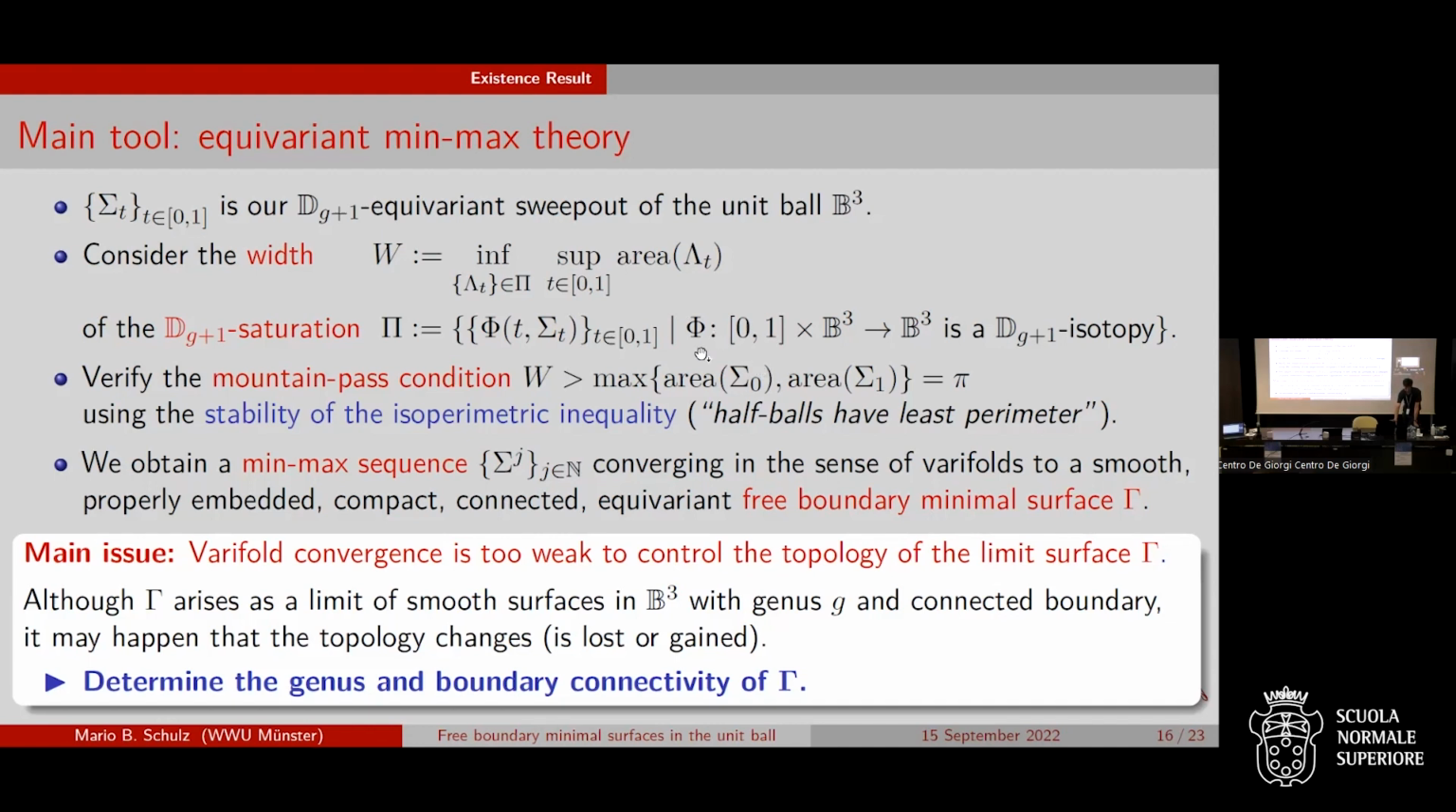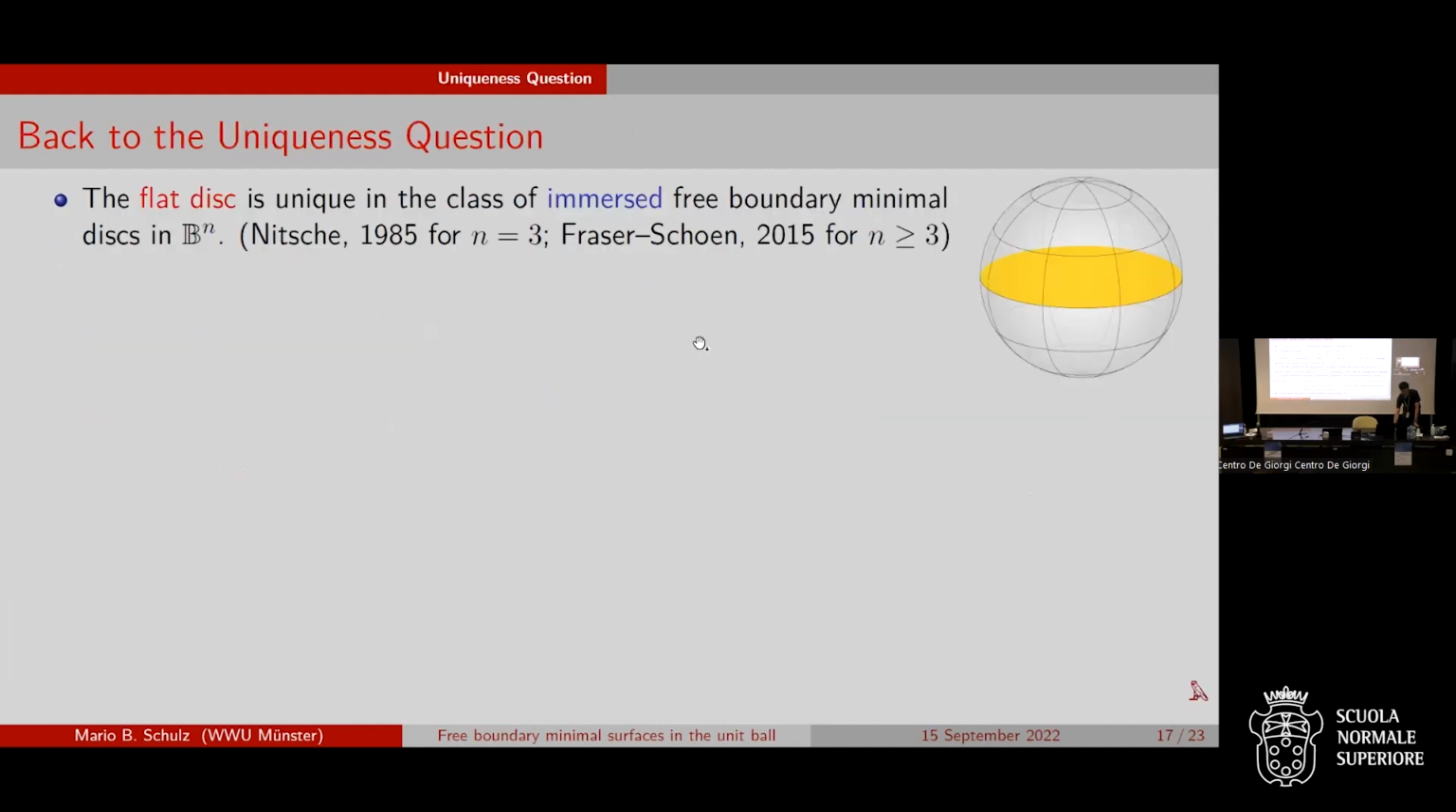Okay. So determining the genus and the boundary connectivity is the key here. I will not tell you right now, but you can ask me later if you want. I have some slides explaining that. Let me move on to the uniqueness question in the interest of time.